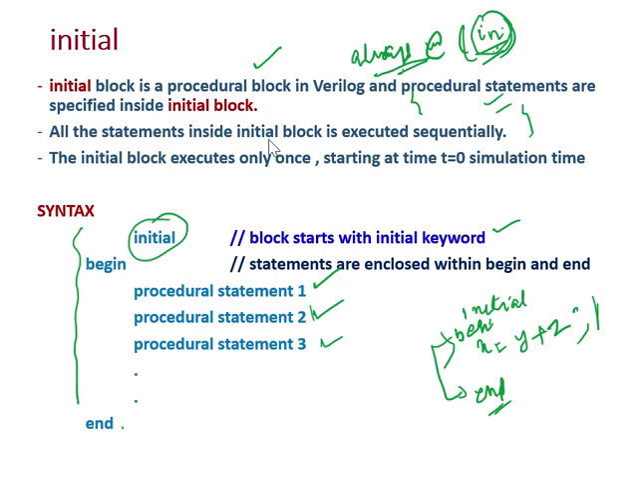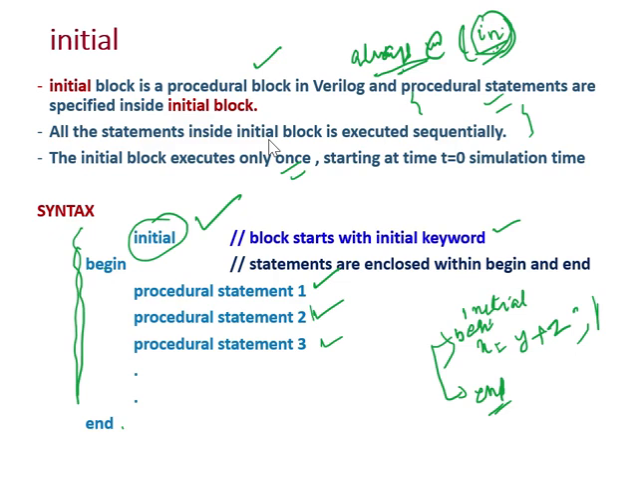But in case of the initial block, it executes only once, and it starts at time t equal to 0 simulation time. So when you start simulating your code, at the same instant, the initial block is activated and all the statements inside it are evaluated at 0 simulation time. So it executes only once, whereas always executes infinitely.